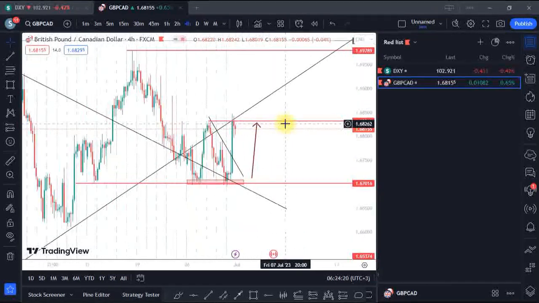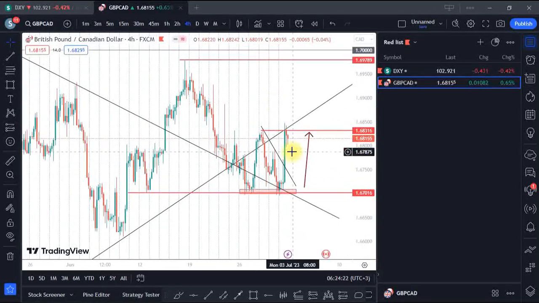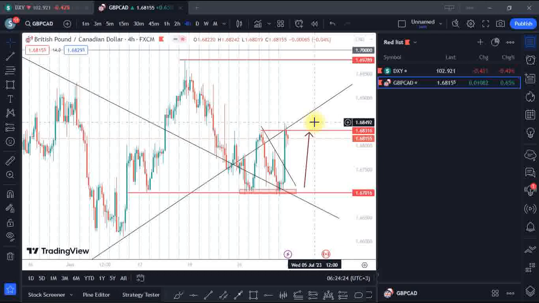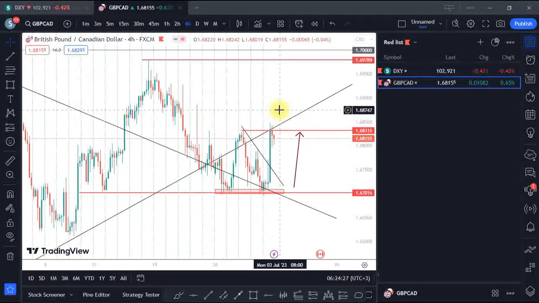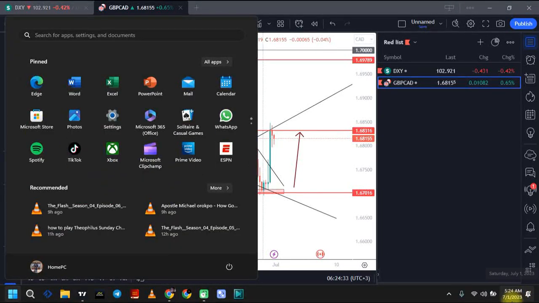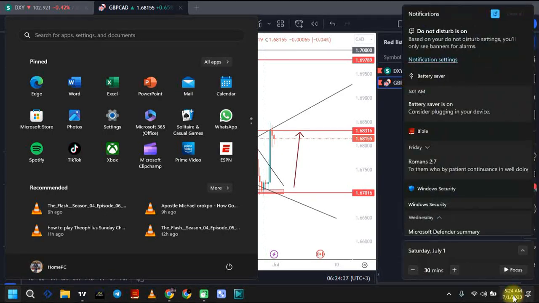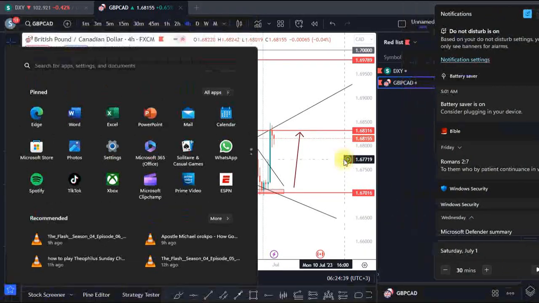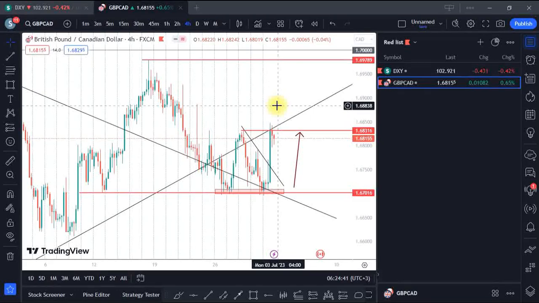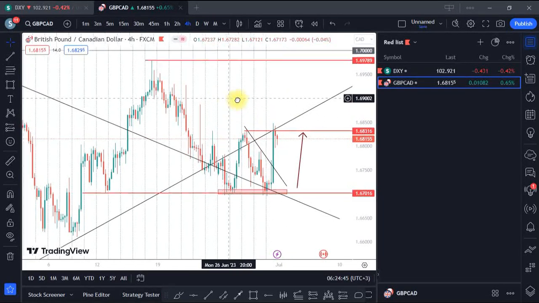Right, so today I'm just going to show you how I was able to make 124 pips on this pair. Yesterday, what was the date again? Must have been the last day of June. So I'll just show you how I was able to catch 124 pips a day.